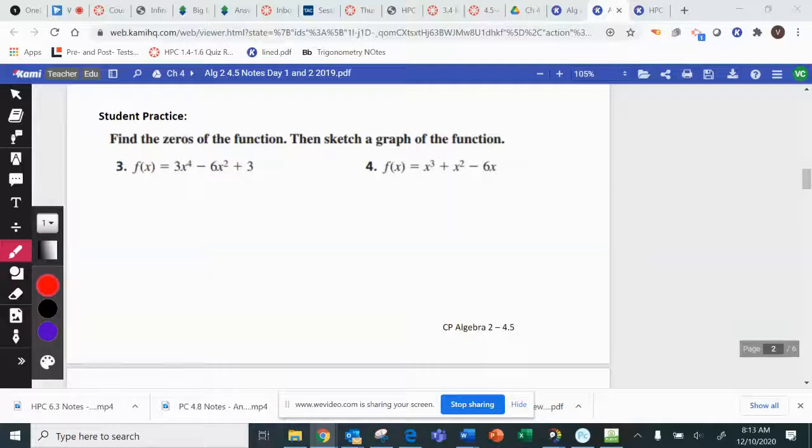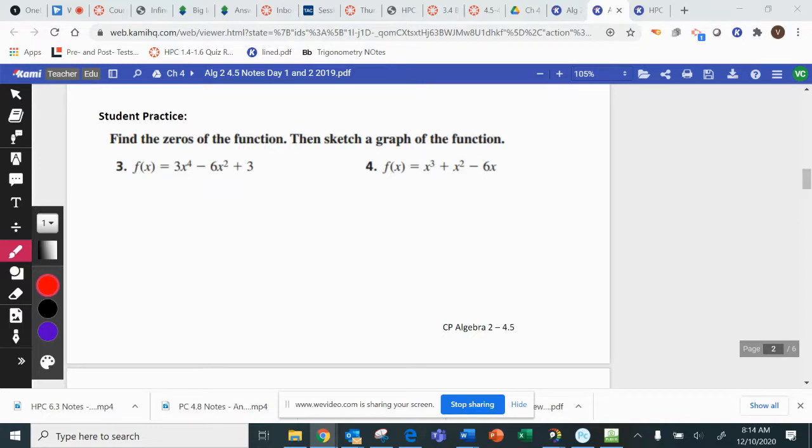Class, we were ending with a couple of these examples. I just want to start with a couple of these examples to make sure it's fresh in our mind, and then we're going to start the new stuff. So find the zeros of the function, then sketch a graph of the function.